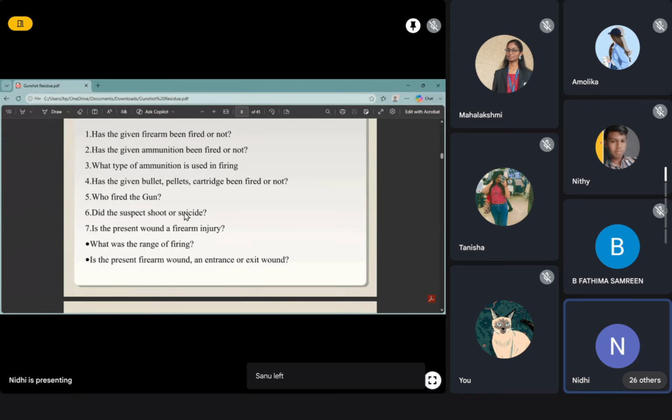So, did the suspect shoot, or is it a suicide? I have already answered this in the two contexts, homicide and suicide. Is the present wound a firearm injury? I told you yesterday that there is an electrical injury which looks like a firearm injury. So how will you be able to determine if it is a firearm injury or not? Now you are going to answer me. And if you don't know, just say no. I will tell you and move on.